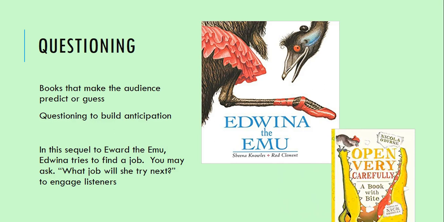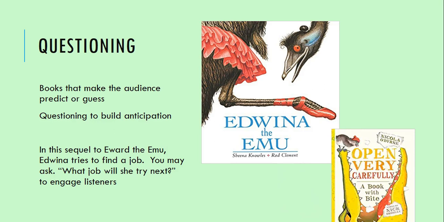There's a sequel to that called Edwina the Emu, where Edwina has 10 babies on the way. She's laid 10 eggs, and she and Edward are trying to figure out how to support their family. Edwina offers to go get a job, and so part of the humor of the book is that she keeps trying to do ridiculous jobs. She goes to try to be a ballerina, and then as the book progresses, you can say, what do you think she's going to do next? I find it highly unlikely that they will guess chimney sweep, but that's one of the jobs she tries to do, and that's part of the fun of the book, and so it can engage your listeners.